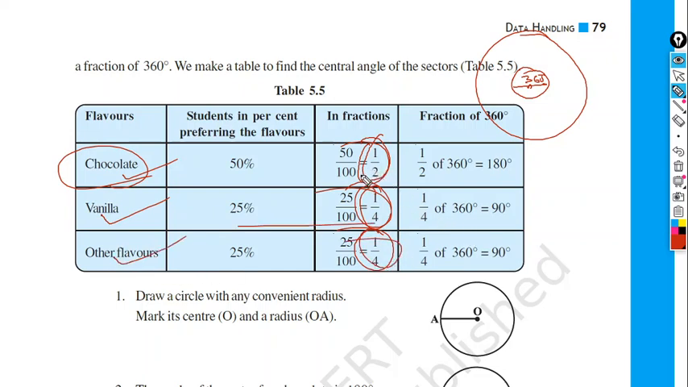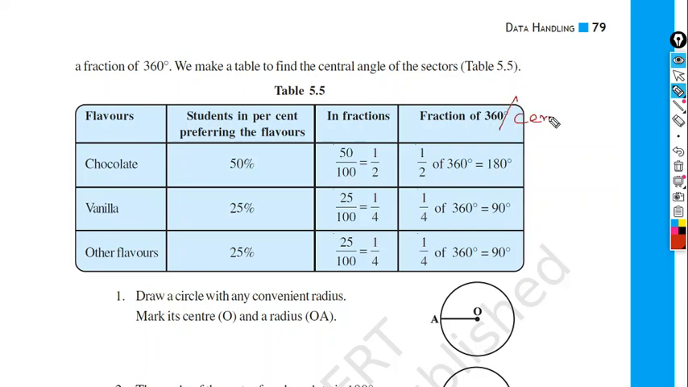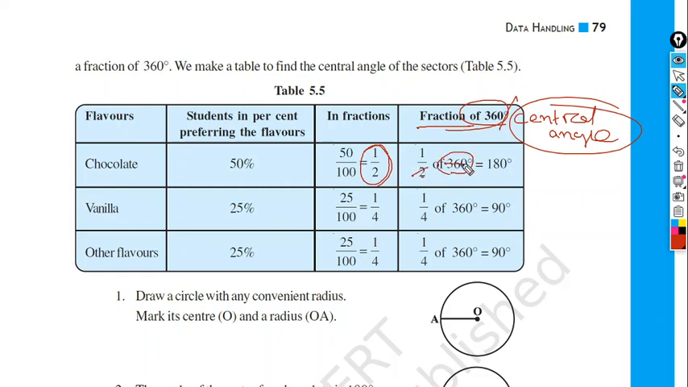Okay. So first we have to find the fraction of 360 degrees, which we also call the central angle. So 1 by 2 of 360 we will find. 1 by 2 of 360 degrees, you divide it, it will be 180. Similarly 1 by 4 of 360 equals 90. 1 by 4 of 360 equals 90. So here you can see 180 degrees, 90 degrees and 90 degrees.